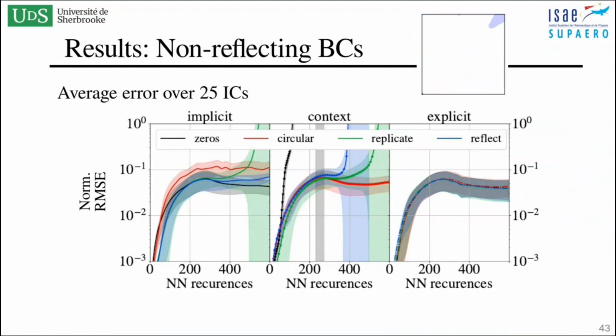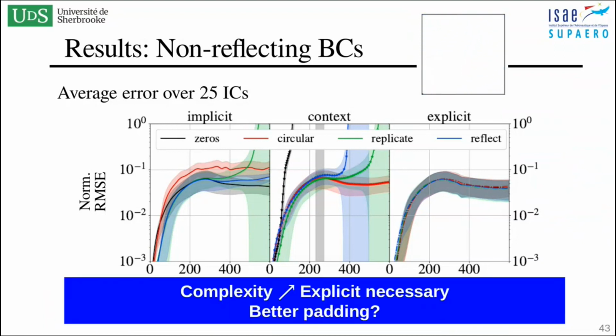Finally, going to the more interesting case of non-reflecting boundary conditions, we again compare these 3 strategies with the 4 different paddings, and we see that in the first 2 strategies, the implicit and the context, in some cases the errors will just diverge. Whereas in the case of the explicit strategy, for all the different paddings, we have the same error evolution and there is no divergence. So we see that just the padding is not sufficient in this case. When the complexity of the problem increases, we need to explicitly enforce the boundary conditions. And the question now is whether we could eventually find some better padding, but this is left for future work.